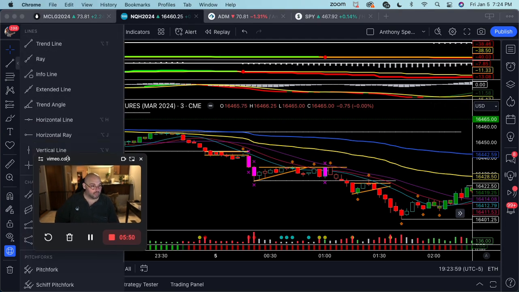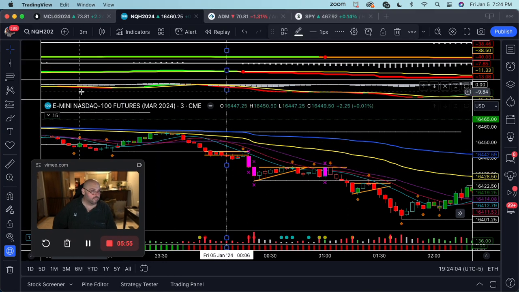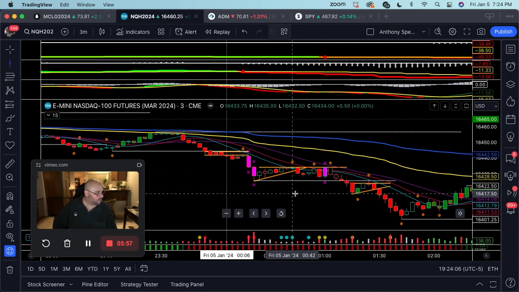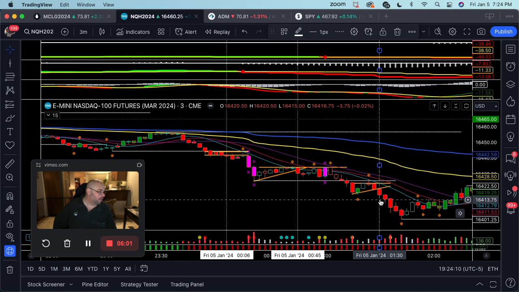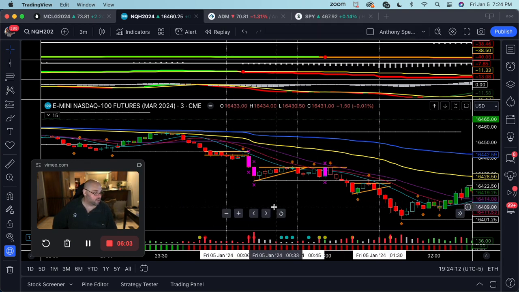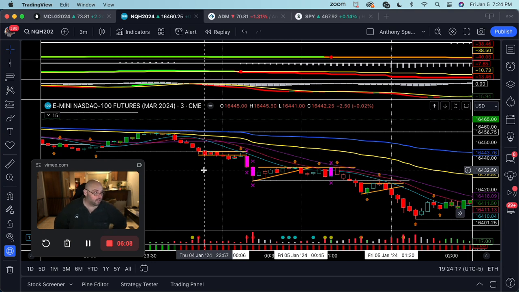If I can, there's the vertical line. So here's the first break. Here's the second break, and here's the third break. Now let's analyze each one of these. Guys, this is what I do every night, all right? Because this is the only way you get good, by looking at it over and over and over again.